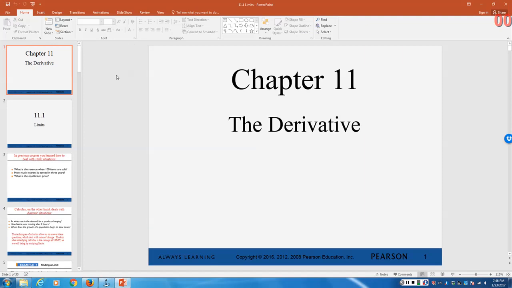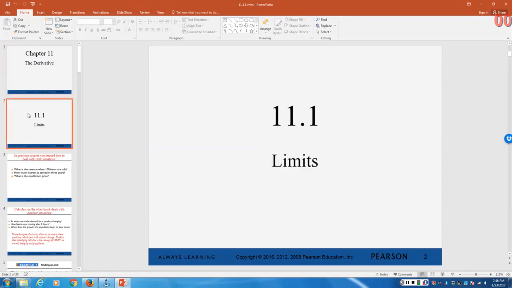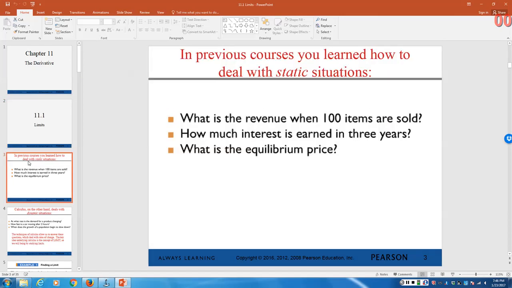And let's talk about Chapter 11, which is about the derivative, but it actually starts off talking about limits. Now, in 1530, you learned about how to deal with what are called static situations. Situations that occur in a single moment in time. What is the revenue when 100 items are sold?